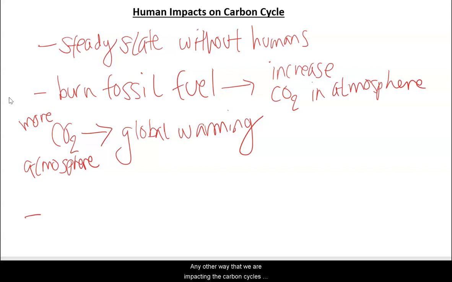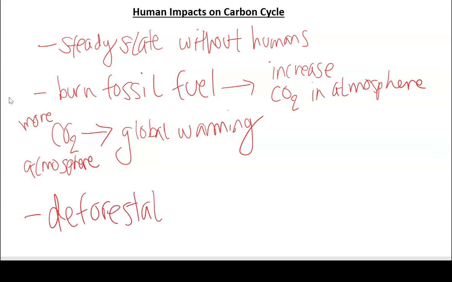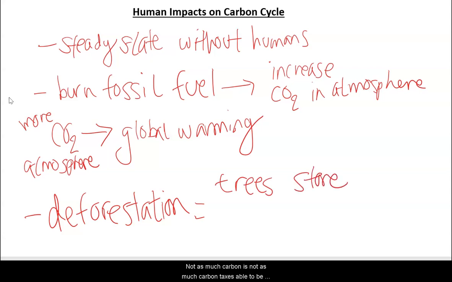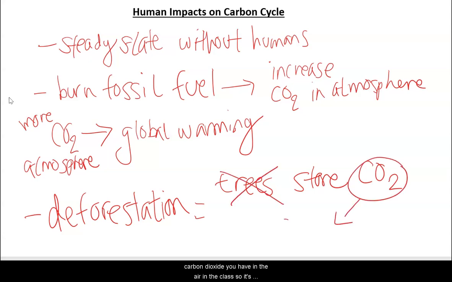And the other way that we are impacting the carbon cycle is the exact same way as the hydrologic cycle, with deforestation. Because trees actually store a great amount of carbon in their leaves and their bark, and once you cut them down, not as much carbon dioxide is able to be stored in those trees. So the less trees you have, the more carbon dioxide you have in the air. So it's really important that these trees are getting planted and remaining on our Earth so that they can take in some of the carbon dioxide that's overheating our planet, that's in excess in our atmosphere.